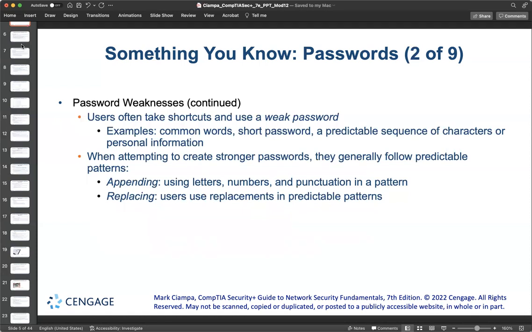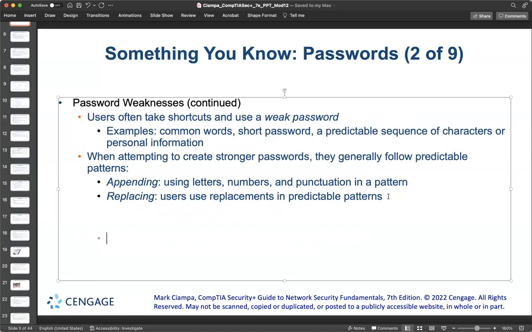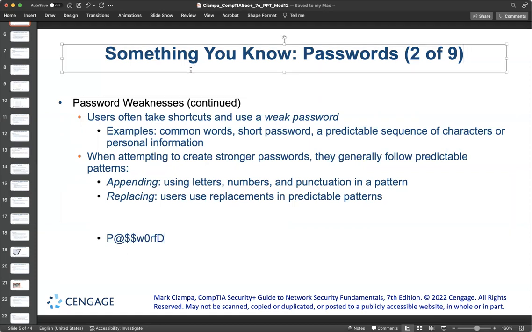So when attempting to create a strong password, they generally follow very predictable patterns, like appending different letters, numbers, and punctuation in a pattern, or replacing characters using already known patterns. As you have seen, a lot of people suggest that a password that uses these characters is a good password, right? But at the end of the day, you have to understand that these kinds of patterns are already known by the attackers as well and are already being used in the cracking tools.